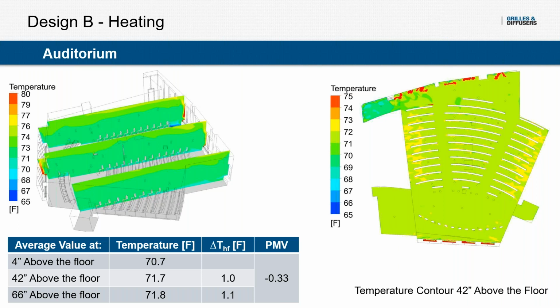by those trough heaters. So you can see this is design B, and I'll highlight this in a later slide as well. You can see that nice thermal plume from the trough heater, so it's nicely washing that window, conditioning the load right where that load occurs.